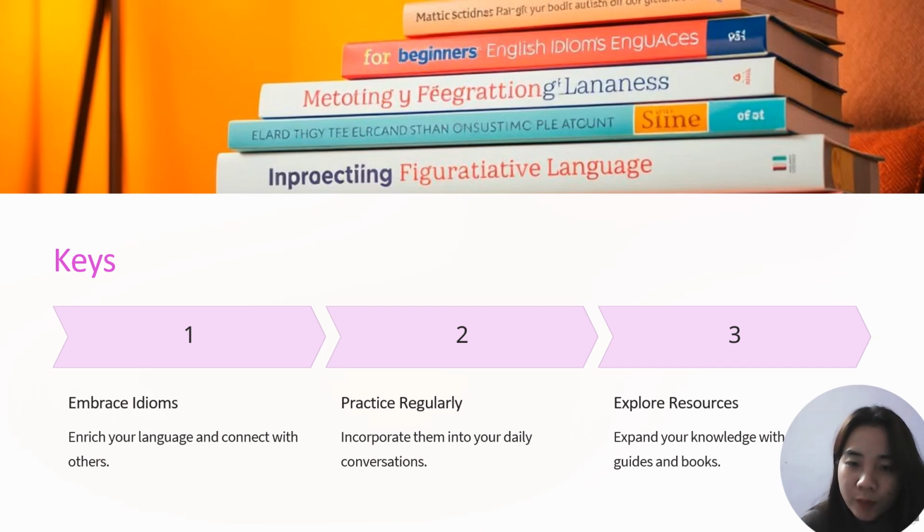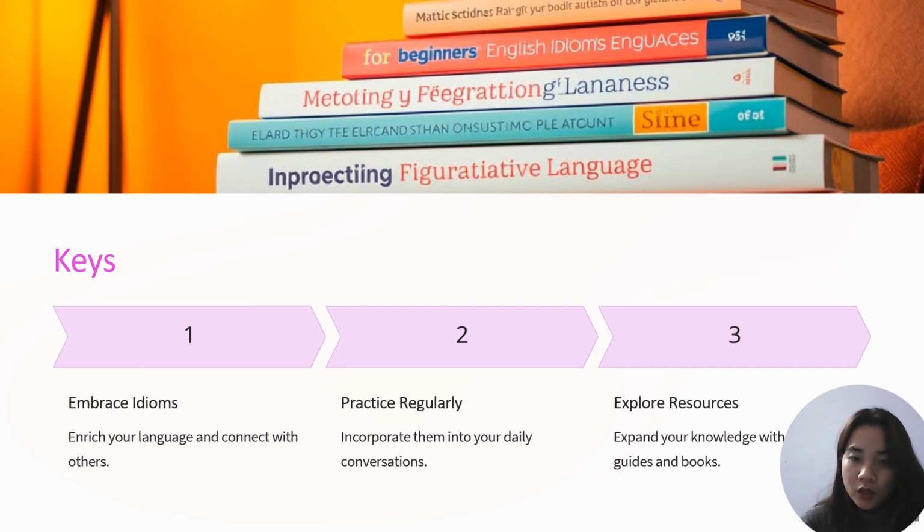Explore resources. Expand your knowledge with online guides and books. Nowadays there are so many online guides and even books. You can learn from there what the meaning is, why it is hidden, where to use and how to use, in which context we should use it, and in which short storytelling we should use it.